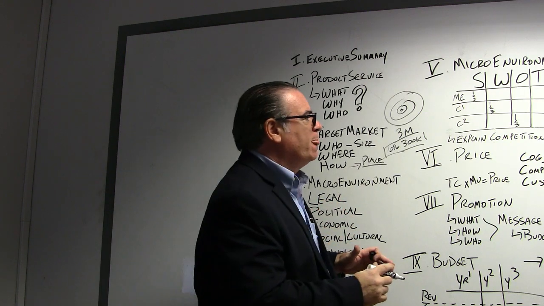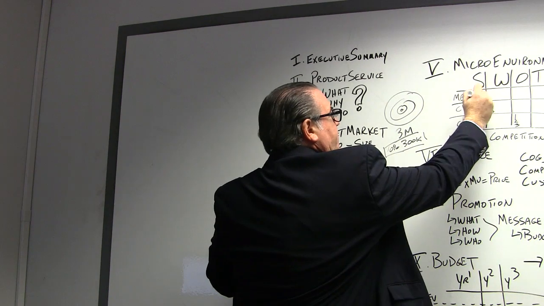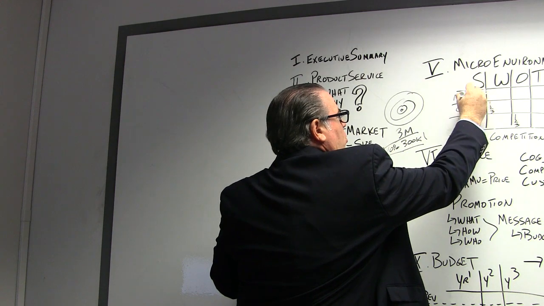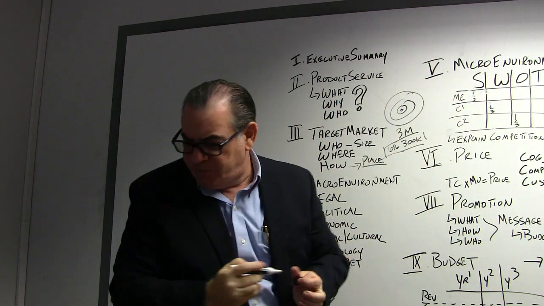So let's say you have a strength over here. Number 1 is your strength. Let's get a different marker that works.